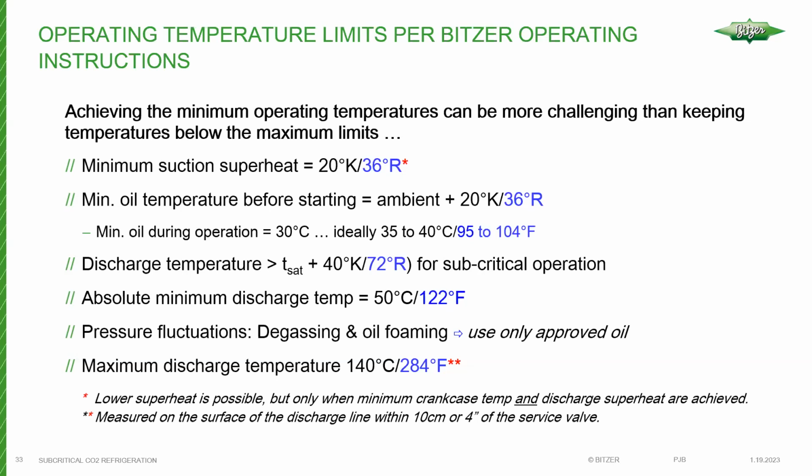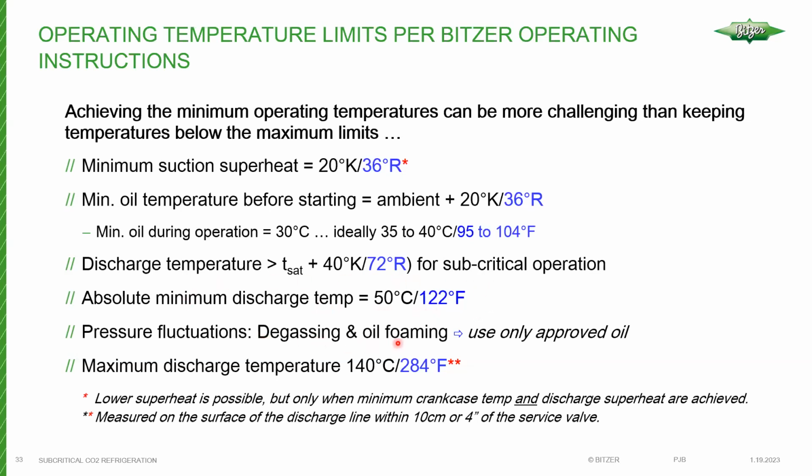Sometimes we have to add more heat somewhere in the form of a heat exchanger, and I'll show you an example of that. Absolute minimum discharge temperature is 122 degrees Fahrenheit. Oh, and discharge superheat for CO2 is 40 Kelvin or 72 degrees Rankine for subcritical operation. And then in transcritical, obviously we can't talk about superheat because the pressure and temperature are not related in the supercritical fluid region. So in this case, we look at the minimum discharge temperature that applies.